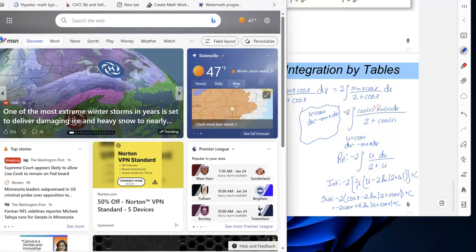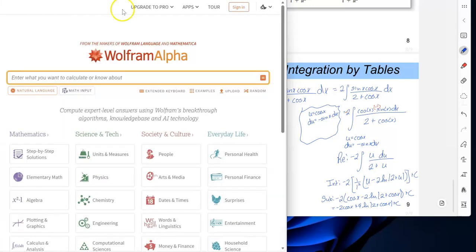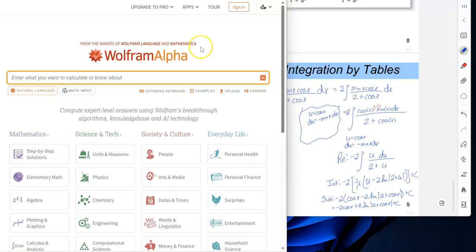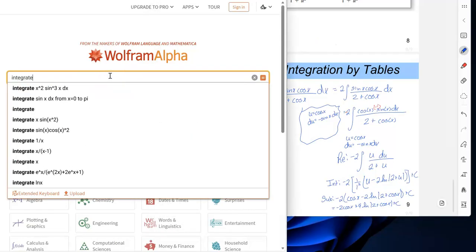One of my favorite pieces of technology to use is Wolfram Alpha. So I just type in Wolfram Alpha. The reason I like it, it is backed by something called Mathematica, which is a very powerful mathematics program that knows how to do algebraic computations. So let's say we want to integrate that last example. So we're going to tell it to integrate.